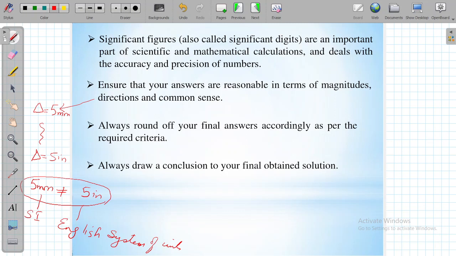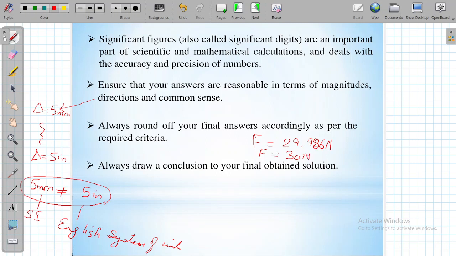Then always round off your final answer accordingly, as per the required criteria. This is very important. For example, if you're getting an answer where the value of force is 29.92986 Newton, always round it off, and you can say it is basically 30 Newton. So rounding off is a very good technique.